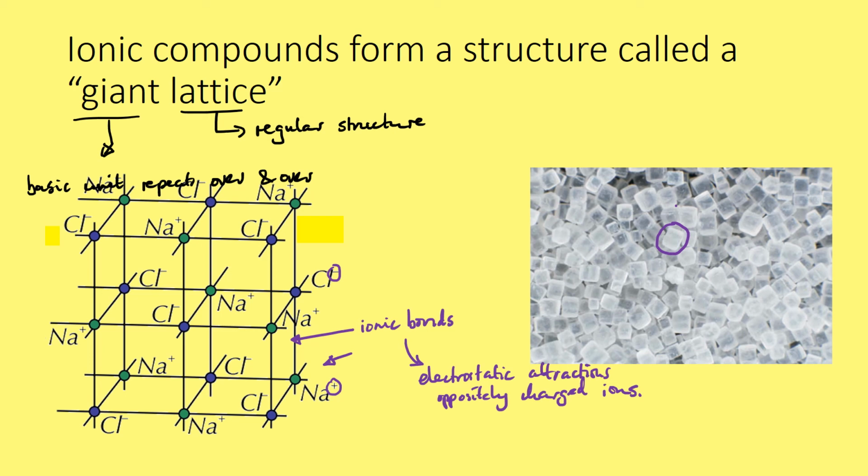But you can see that it's not like a molecule. The formula might be NaCl, but what NaCl tells you in the case of ionic compounds is just the ratio of the ions in the giant lattice.